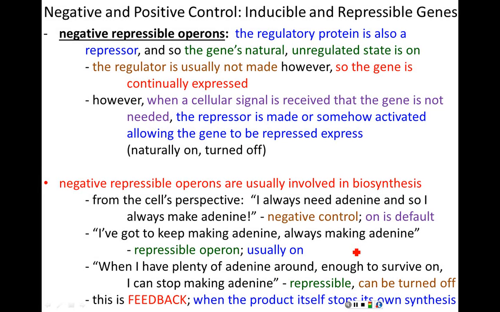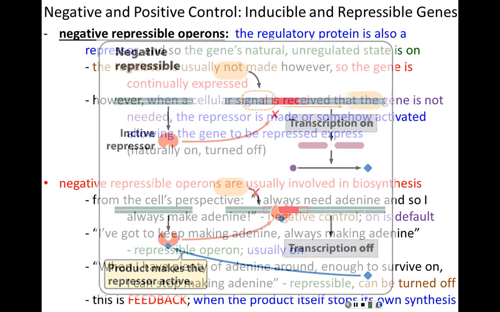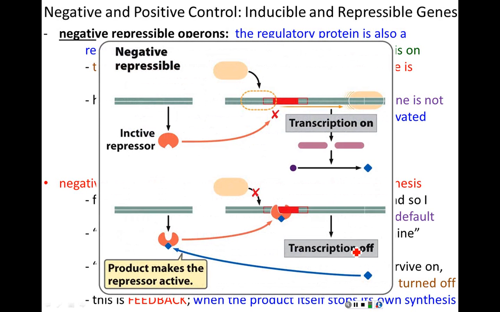Incidentally, this is also called feedback, where the product of a gene pathway itself stops its own synthesis. So here, the presence of adenine is what turns off the pathway for making adenine. When you have adenine, you don't need to make more adenine, so adenine shuts off its own synthesis. As adenine levels drop, the cell needs to make more, so the absence of adenine is the trigger to make more of it. That'll become much more important as you go on to biochemistry.